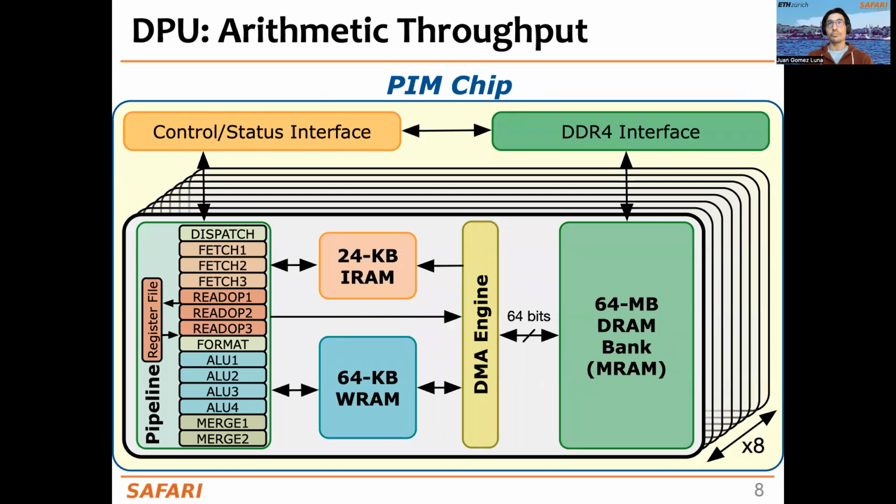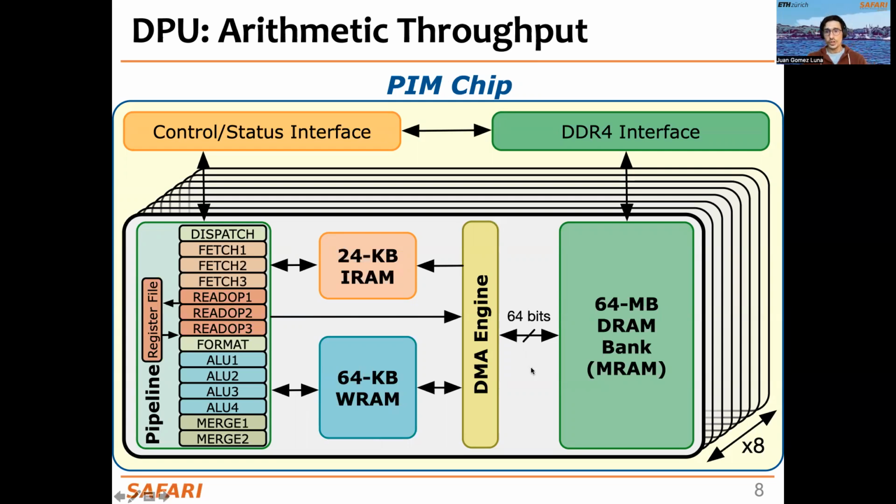Remember that inside the PIM chip, there are these 8 DRAM banks called MRAM of size 64 megabytes. We access these MRAM banks through a DMA engine, and with this DMA engine, we can move instructions to the 24 kilobyte IRAM, or we can move operands between the MRAM and this 64 kilobyte scratchpad called WRAM. The pipeline has access to the IRAM to fetch instructions and also has access to the WRAM to read input operands and write output results.